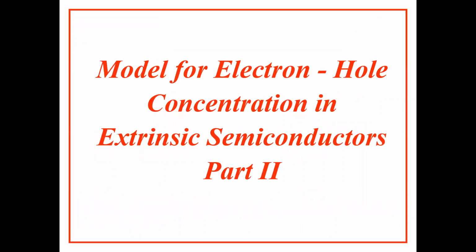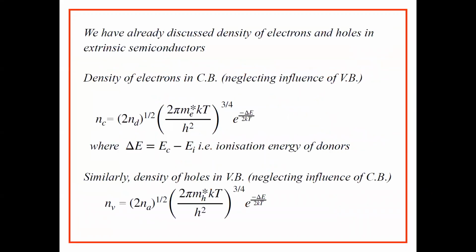So today we'll discuss part 2 of models for electron hole concentration in extrinsic semiconductors. We have already discussed part 1 of this lecture. In part 1, we discussed density of electrons and holes in extrinsic semiconductors, and the density of electrons in conduction band was given by this equation, in which we have neglected the influence of valence band.